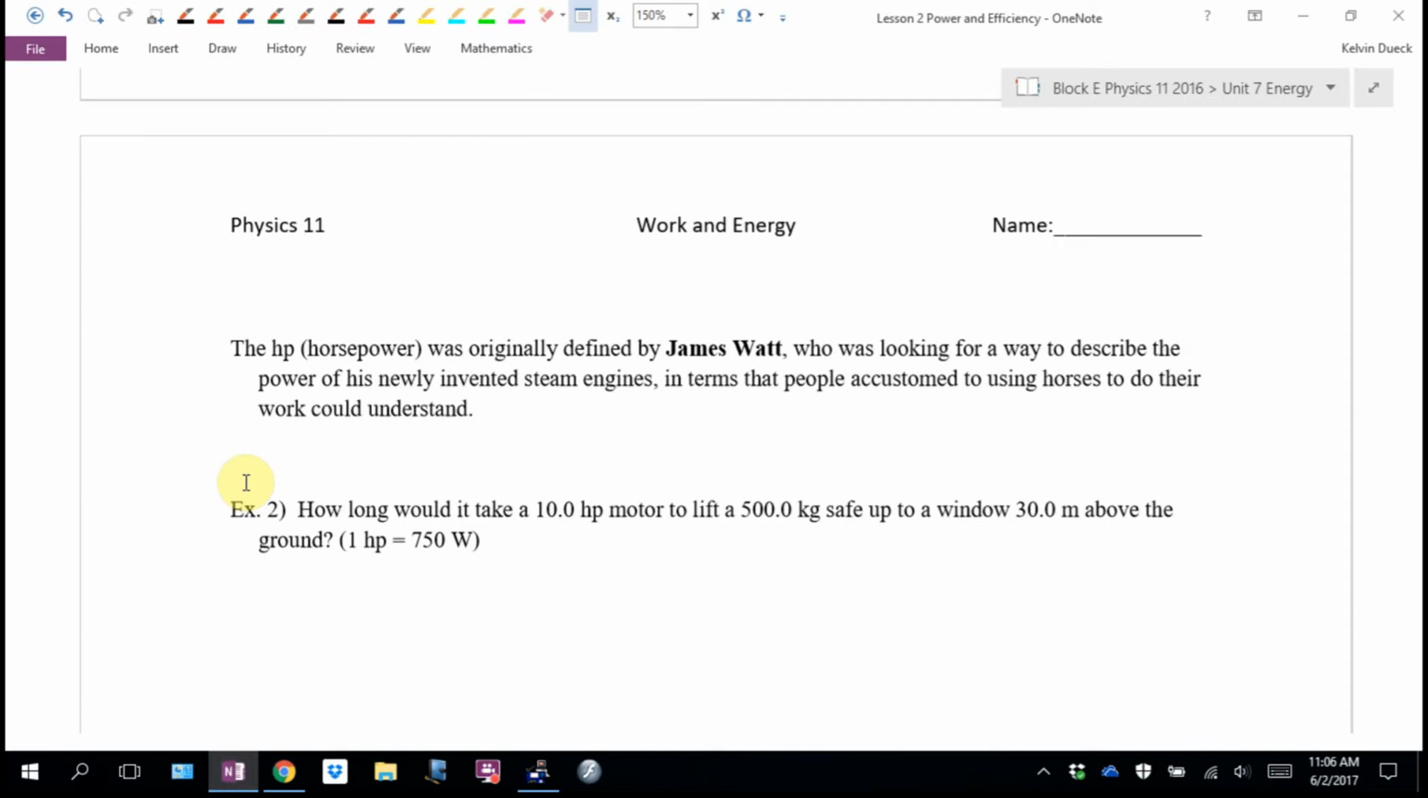In fact, so good we still use it, even in a society where horses are not part of our society anymore. So he was a little overrated. I wish they hadn't named the Watt after James Watt. They should have named it after someone else, I think. But we're stuck with it.